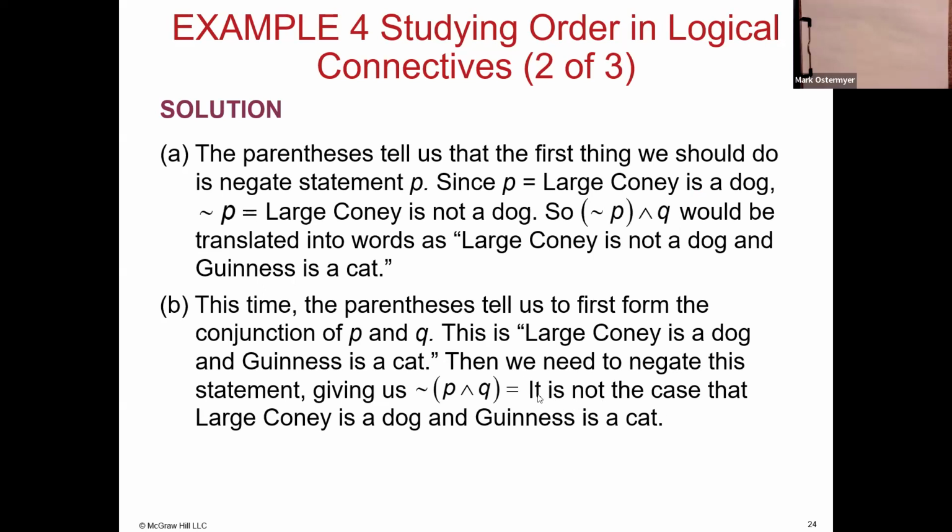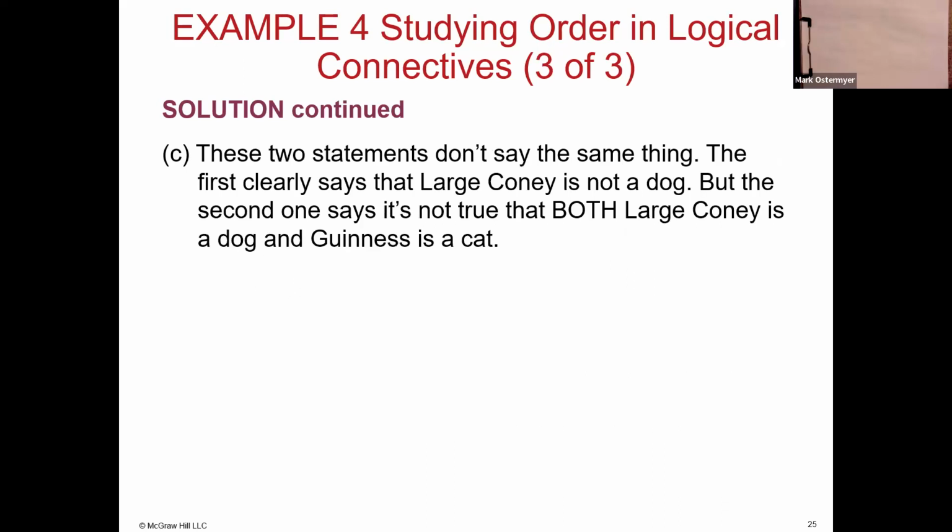So this is how they state it, the last one here. It is not the case. In other words, it is not true that large coney is a dog and Guinness is a cat. So we did interpret that correctly. And we did interpret the first one correctly. Large coney is not a dog and Guinness is a cat. They don't say the same thing. The first clearly says that large coney is not a dog, but the second one says it's not true that both large coney is a dog and Guinness is a cat. Whereas the first statement did say that Guinness was a cat. That's why they're not the same.